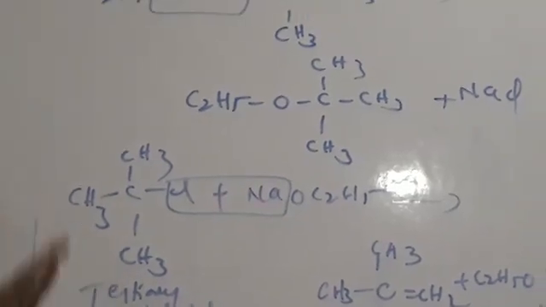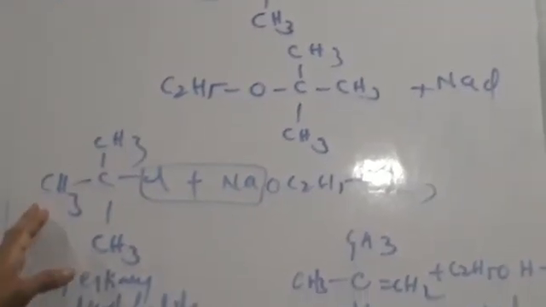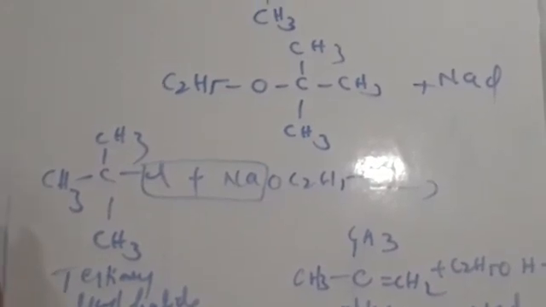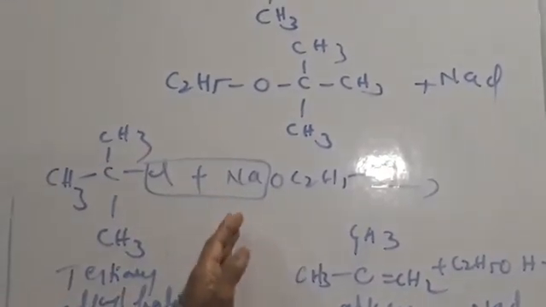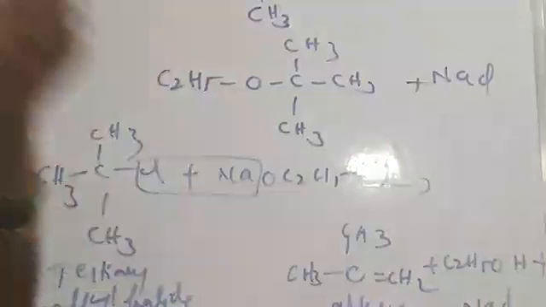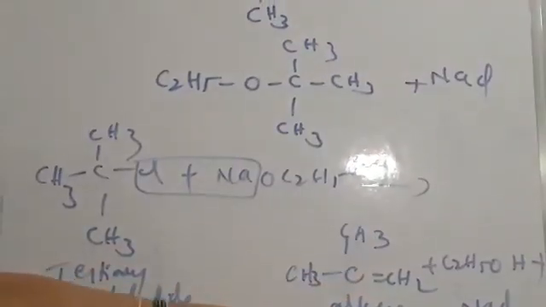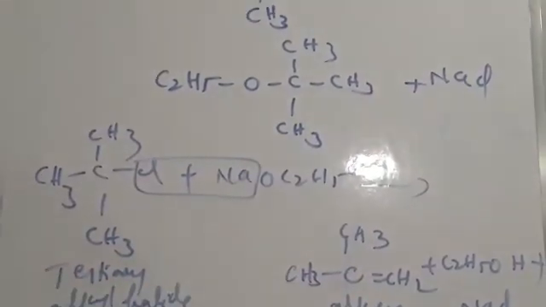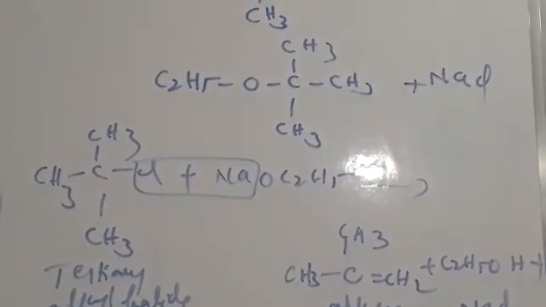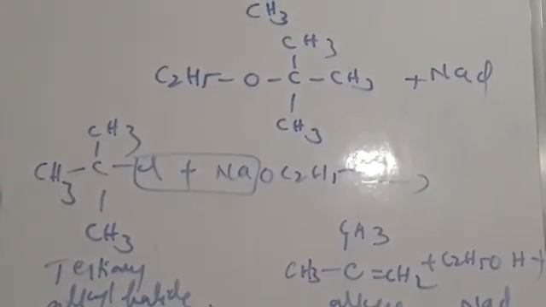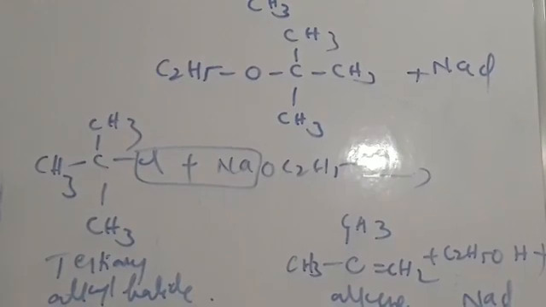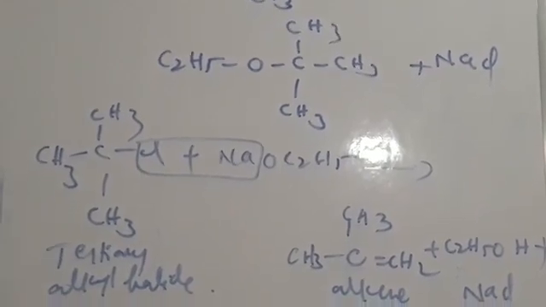So if we use tertiary alkyl halide, when tertiary alkyl halide reacts with sodium alkoxide, we get alkene instead of ether. Okay. Next, aryl ethers preparation, aromatic ethers preparation. So here the aromatic ether is anisole, preparation of anisole.